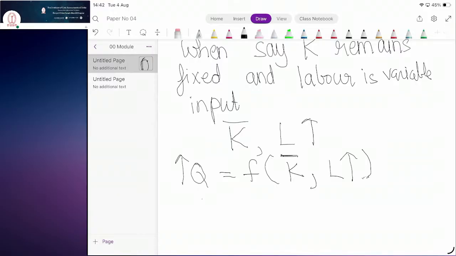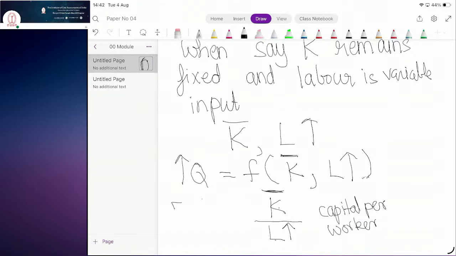But see what is happening. If capital remains fixed and labor keeps on increasing, what is happening to the ratio of the inputs? The numerator is capital, it is remaining fixed, and labor is increasing. Capital per worker will increase or decrease? The numerator is fixed, right? And the denominator increases. What will happen to the ratio?